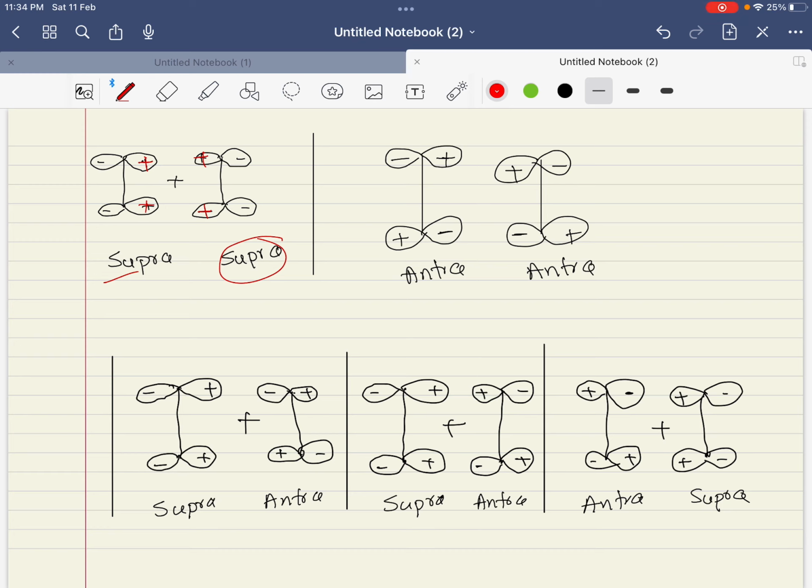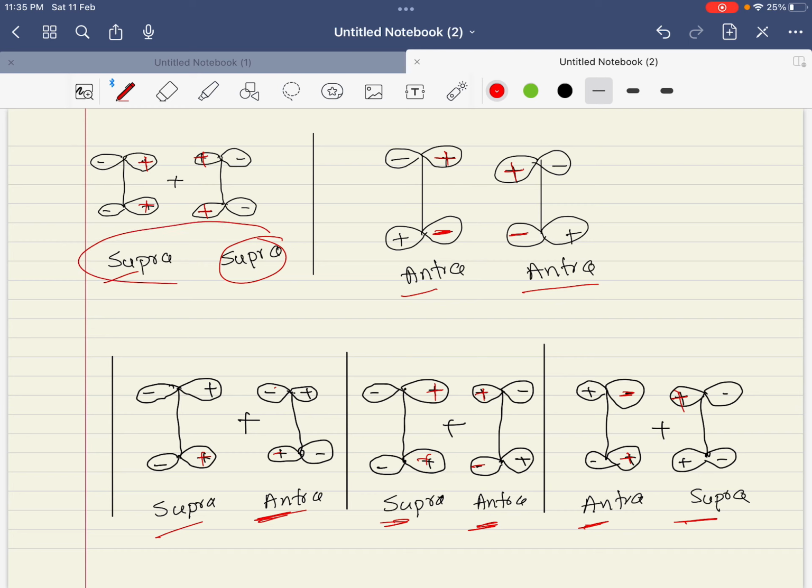The combination may be one is positive and another one is negative. If so, this is antara. This is positive and this is negative. This is called as what? Antara. Here both are the same, supra. It is different here, so it is antara. Here both are the same, supra. Here one is positive, another is negative. This is called antara. Here one is positive, one is negative, it is antara. Here both positive, it is supra. So these many combinations are available here.